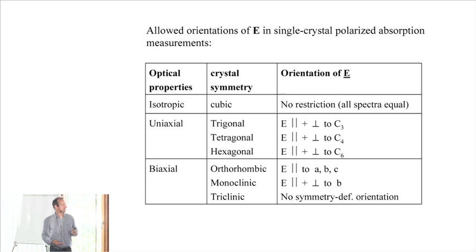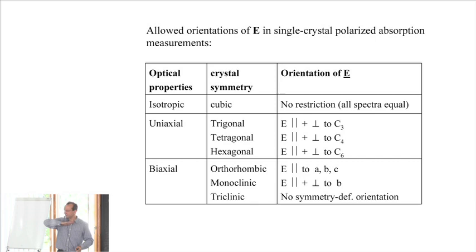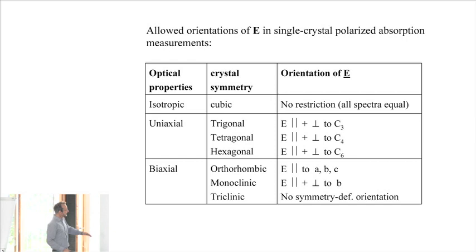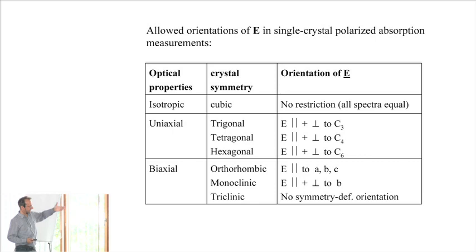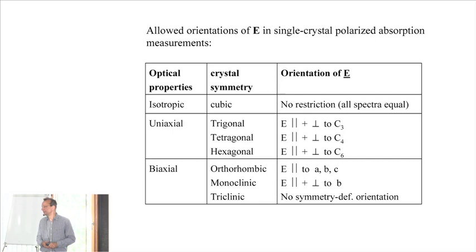For a uniaxial crystal, which is trigonal, tetragonal, or hexagonal, you can direct your E vector either along the C axis or perpendicular to it. You have two possibilities to do these measurements. For biaxial crystals, so orthorhombic, monoclinic, triclinic, the rules are more complicated. For orthorhombic, for example, you have the possibility to direct E along A, B, or C. For monoclinic, E parallel and perpendicular to B. And for triclinic crystals, you have no symmetry-defined orientation. So in principle, in the strict sense, you cannot do polarized single crystal absorption spectroscopy with triclinic crystals.